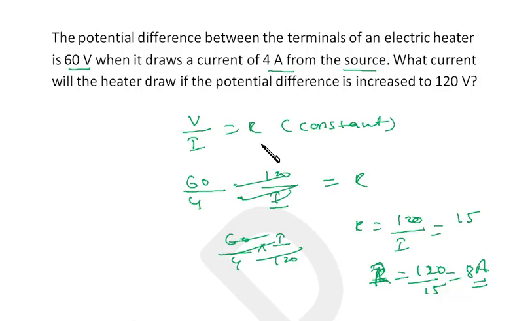Okay. So V by I is constant, that is R. Initially V is 60 volt and the current is 4 ampere. So 60 by 4, that's R, that's 15 ohms. Now in the other case, the resistance will remain the same. So R is equal to voltage by current, 120 by I, and that's 15 ohm only. So I will be 120 by 15, that's 8 ampere.